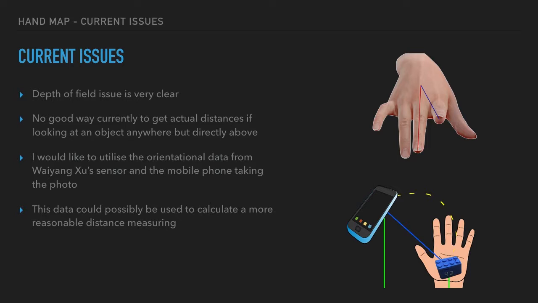I'd like to use some of the gravitational and orientation data from Wei Yang's sensor and the mobile phone's sensors while taking the photo, because this would potentially allow me to calculate the offset that the camera is angled to when looking down on the hand. Again, a little bit more research would need to be put into this before I could say for sure whether or not it would work.